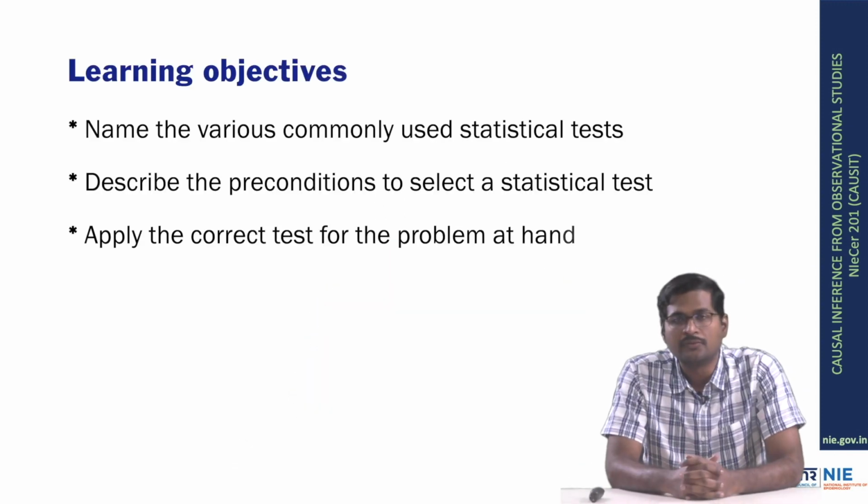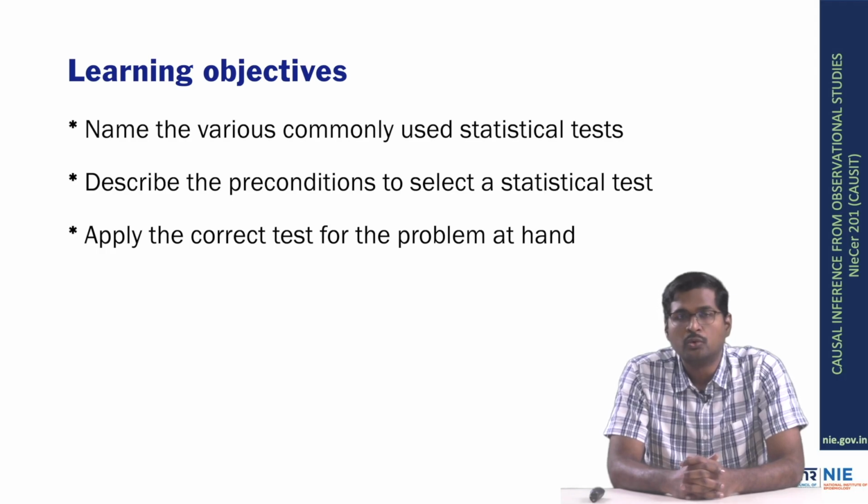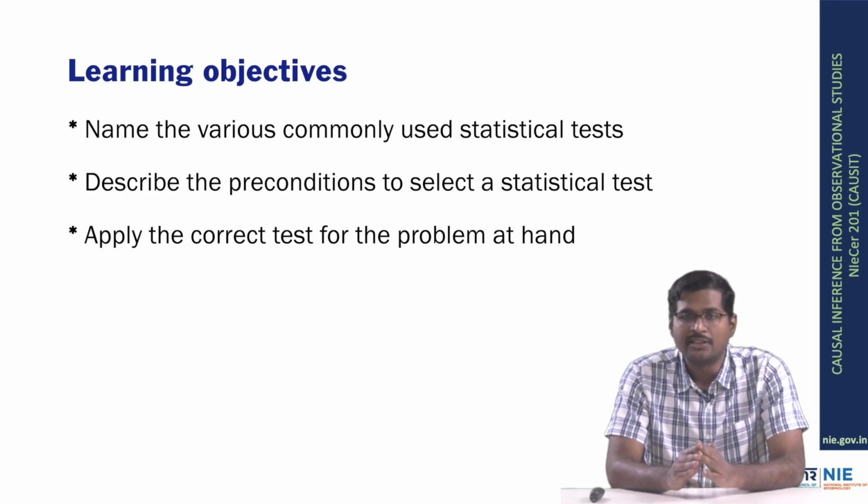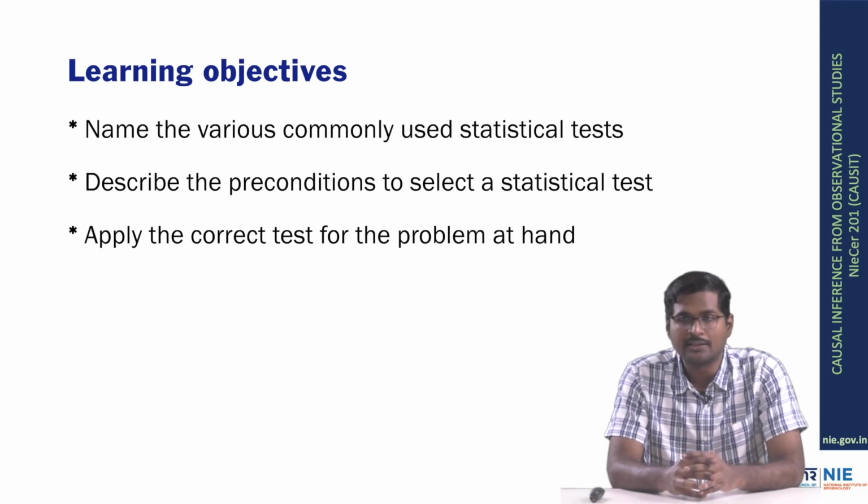The learning objectives for this particular session will be to name the various commonly used statistical tests, to describe the preconditions to select a statistical test, and to apply the correct statistical test for the problem at hand. So, at the end of this lecture, you should be able to remember some of the names of these statistical tests and think through when these statistical tests have to be applied for a particular research problem.